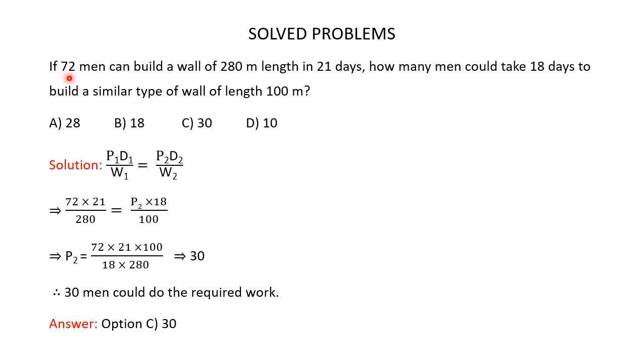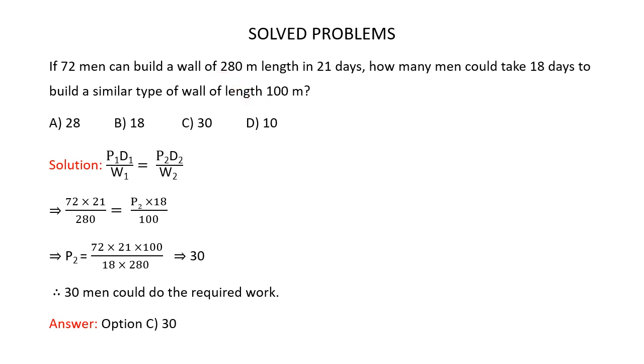If 72 men can build a wall of 280 meters length in 21 days, how many men could take 18 days to build a similar type of wall of length 100 meters? You are given four options here and you have to find out which of these options is the correct one. Now, as you can see here, in the first case, the length of the wall to be built is 280 meters. In the second case, the length of the wall built is 100 meters.